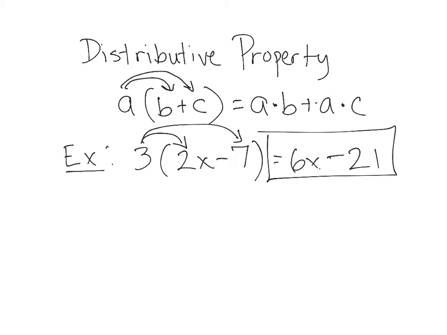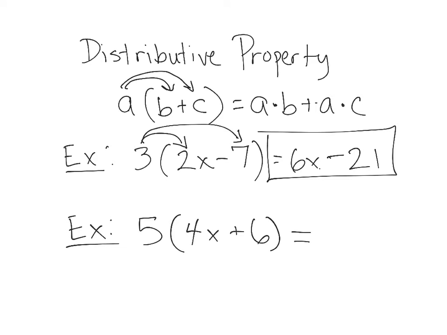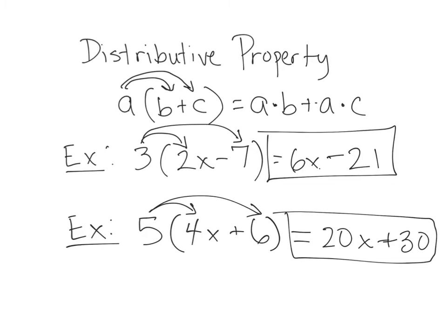Before we move on to the next screen, I want you to try one problem just to make sure that you feel comfortable with it. Work it out in your notebook. 5 multiplied by 4x plus 6. Go ahead and try that one. Okay, hopefully you got that one right. Again, just to check our answer, we would multiply the 5 times 4x to make 20x, and then we'd multiply the 5 by plus 6 to make plus 30. So we'd end up with 20x plus 30. Hopefully that's what you got.